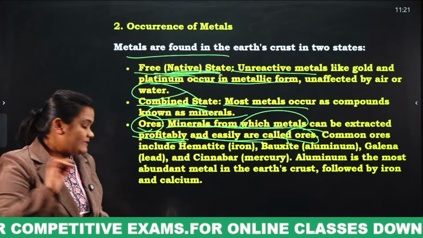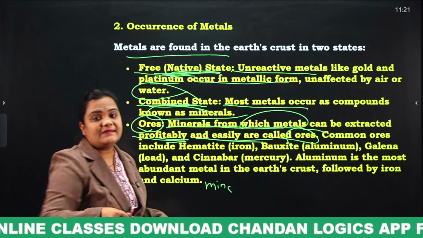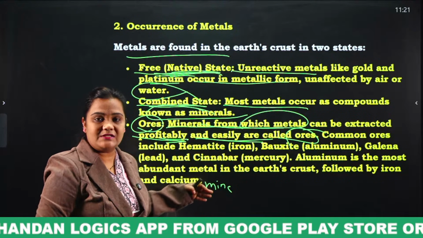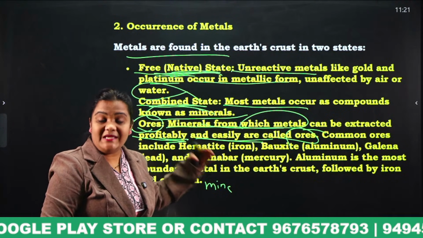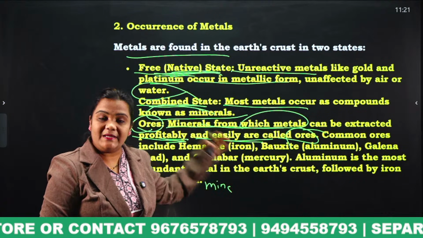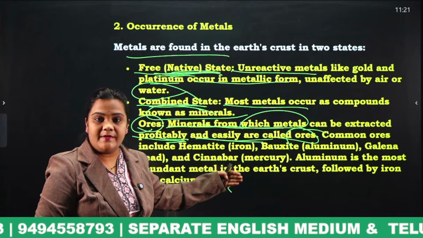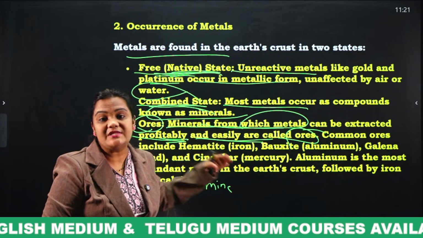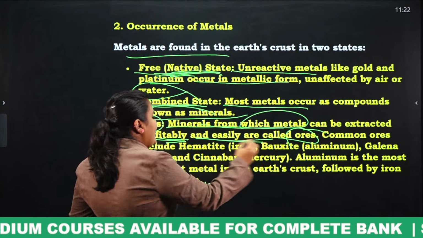For example, these are minerals. As we are digging our earth crust, there are a lot of minerals. We have dug a lot of minerals, and from these minerals we are going to get metals. What are those considered as, students? Ores. The metals which we extract from the minerals are considered as ores. Remember, very, very important.